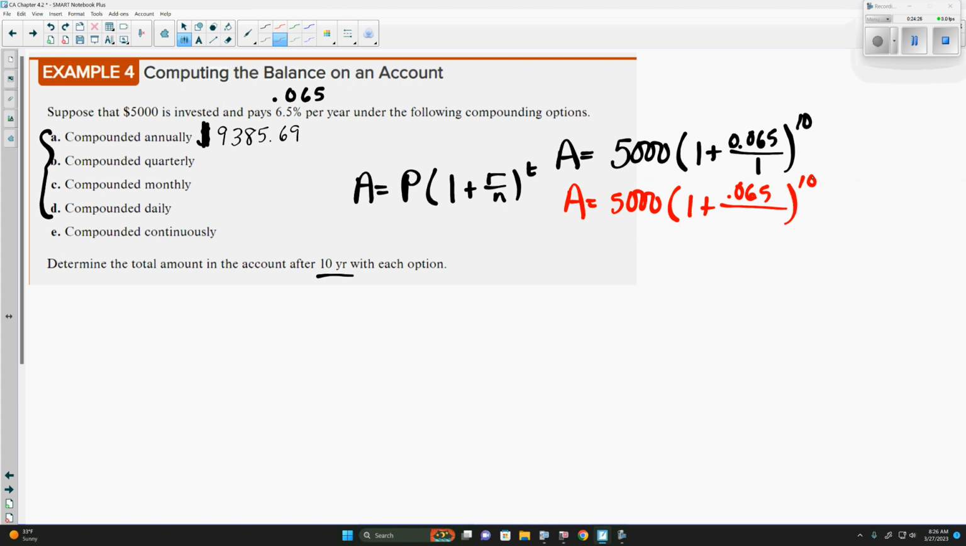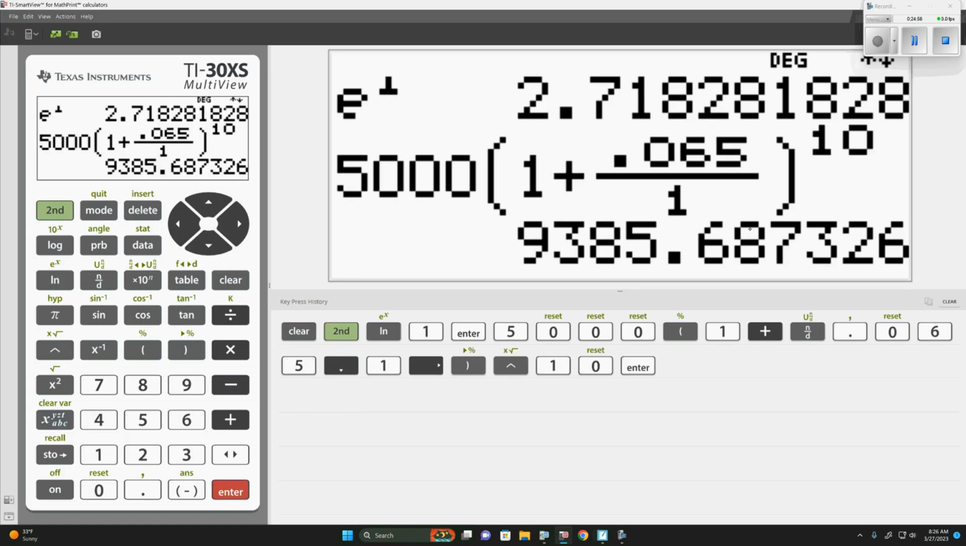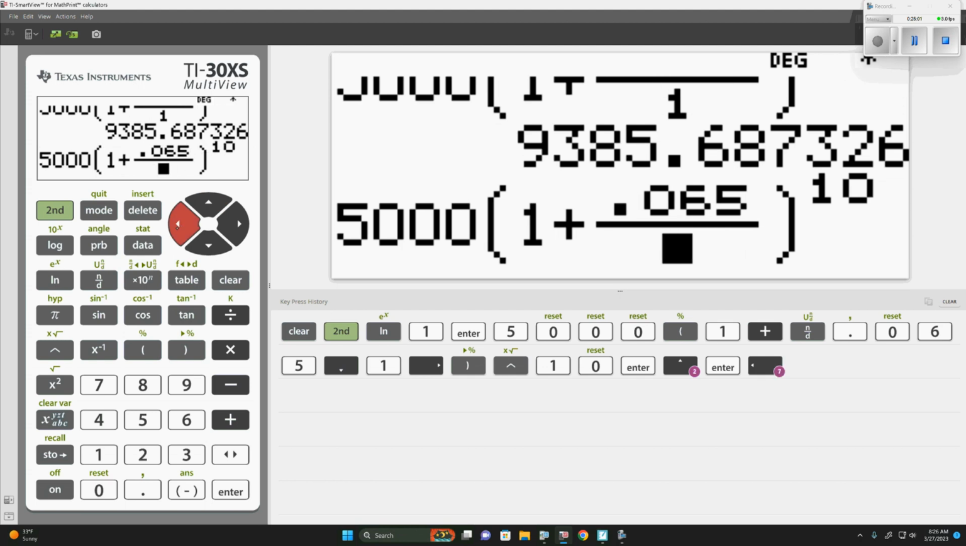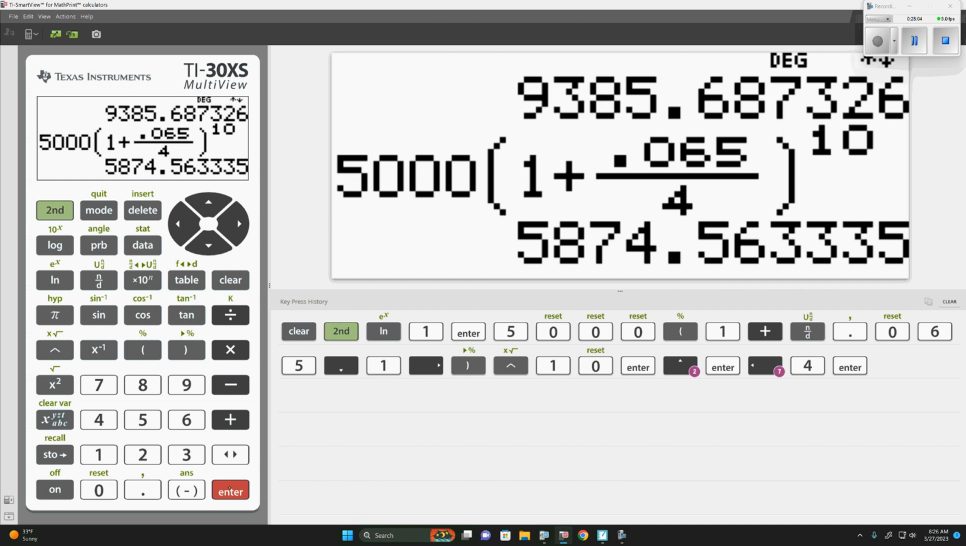Any questions on how we did the first one here? So quarterly, how many would it be for quarterly? Quarterly would be what? 4, because we're talking about quarters, so 4 times. So every 3 months, 3, 6, 9, 12. So we can take the exact same equation and switch the 1 to 4.